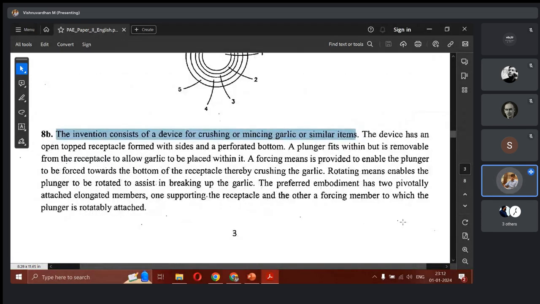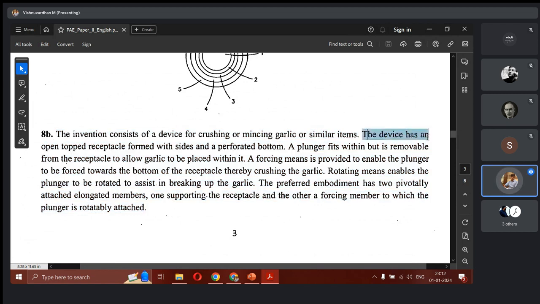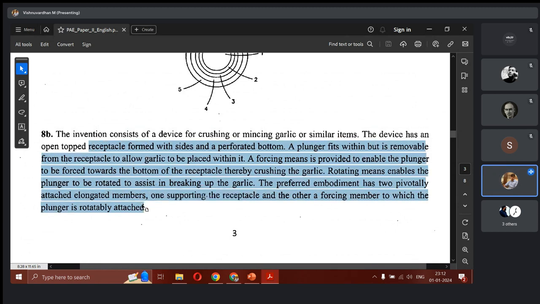And as you're reading itself, you'll be able to point out what is the background. Then you'll be able to list out what is the field, what is the summary, and then what is the detailed description. So here they've pretty much given you the abstract in the first paragraph. Because they've told you the device has an open topped receptacle formed with sides and a perforated bottom, a plunger fits within but is removable, and then some forcing means. So this first paragraph is pretty much your abstract. So blindly you can just copy this as your abstract.